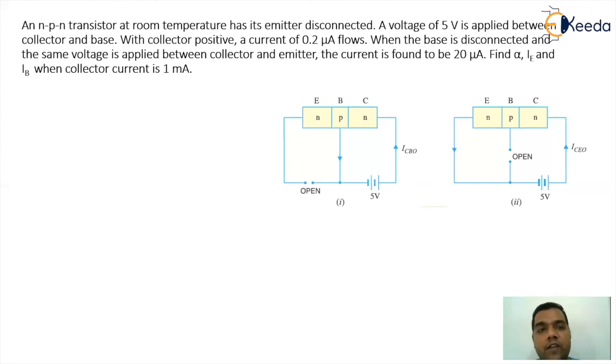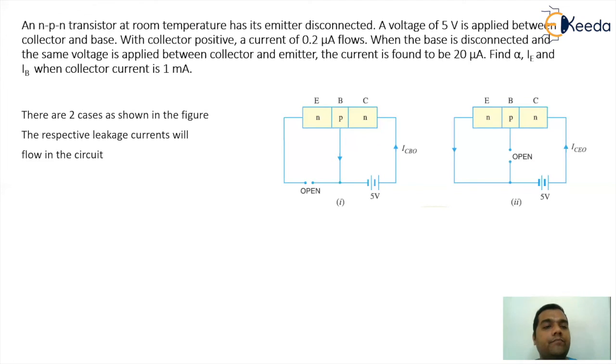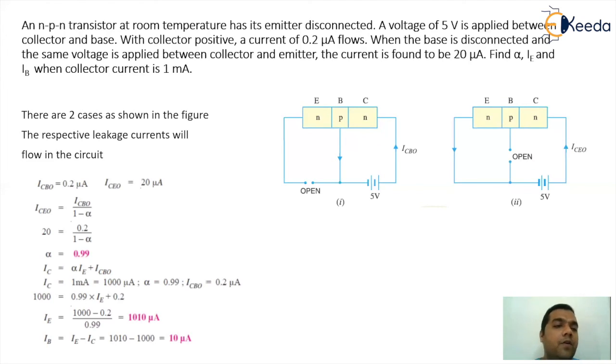If you get the value of leakage currents, we can go for further calculation because we have a relation between ICEO and ICBO. So let's go for the logic. ICBO is 0.2 microampere, ICEO is 20 microampere. I can take ICEO as ICBO by 1 minus alpha. It's a standard current relation. From this, I'll get the value of alpha as 0.99.